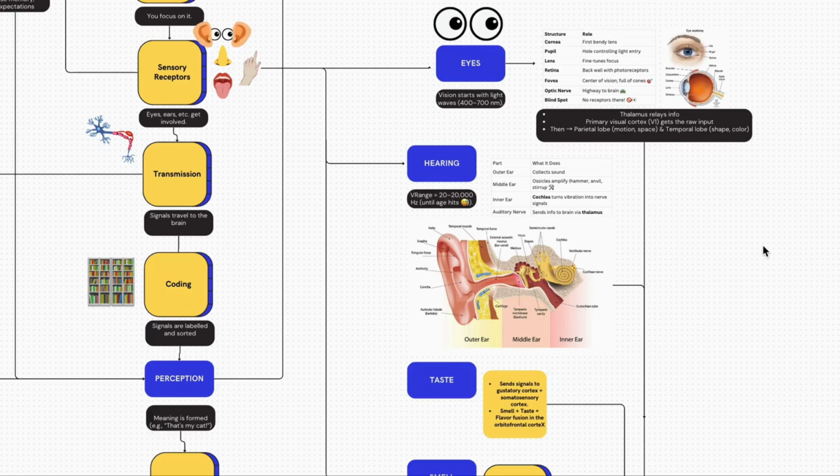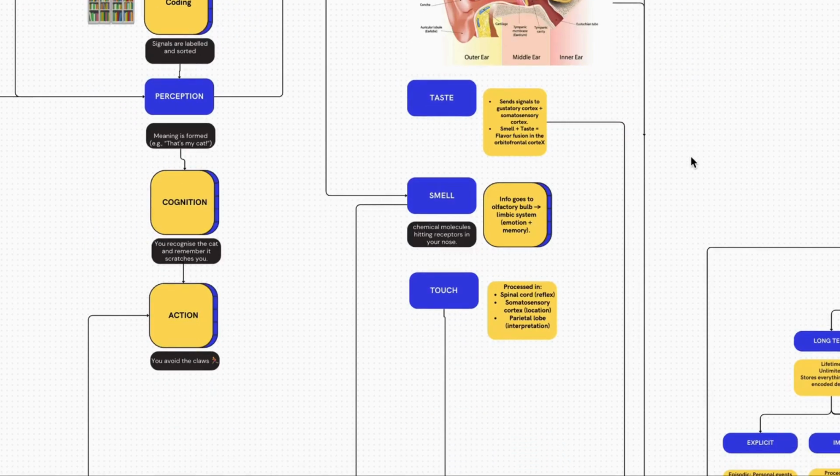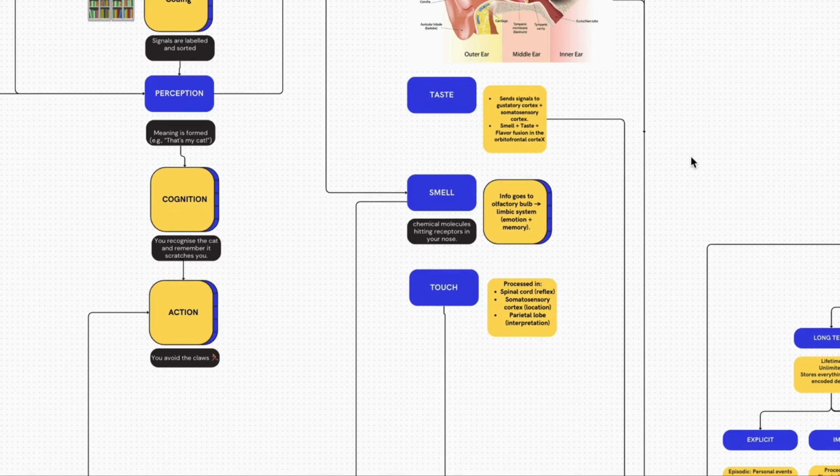The thalamus relays information. The primary visual cortex gets the raw input. Then the parietal lobe, which handles motion and space, and the temporal lobe are inactive.